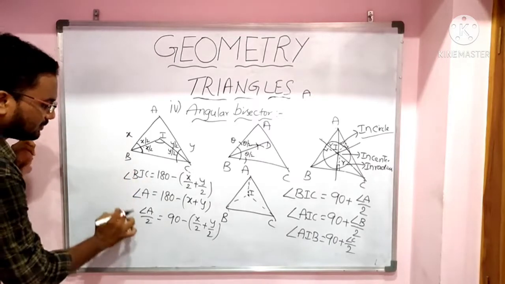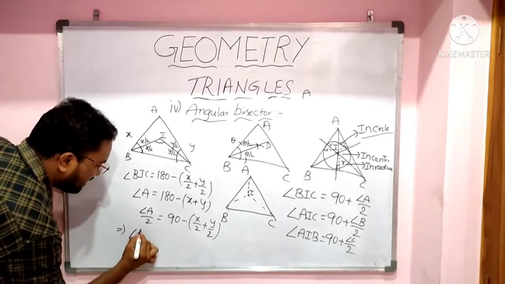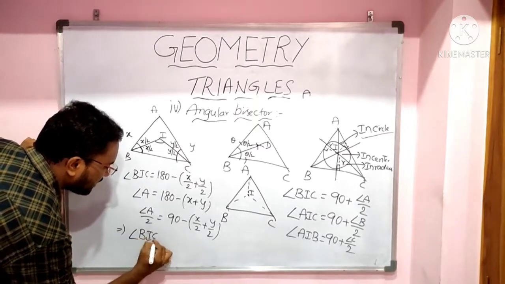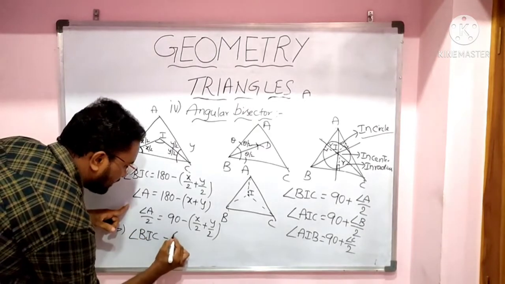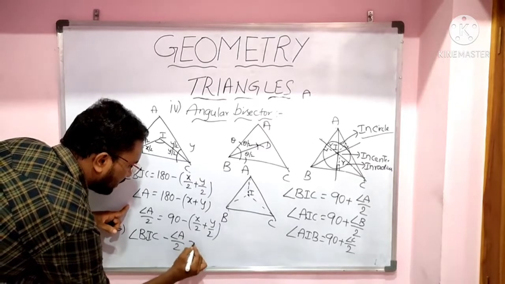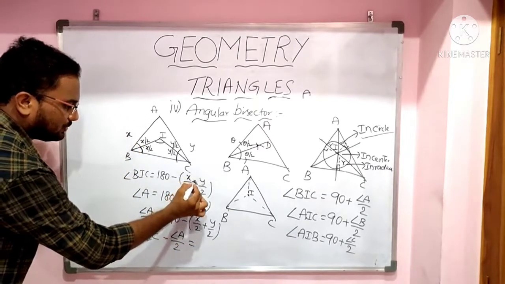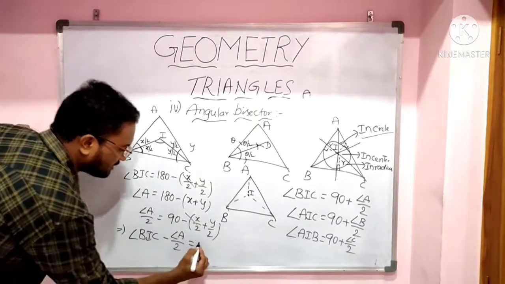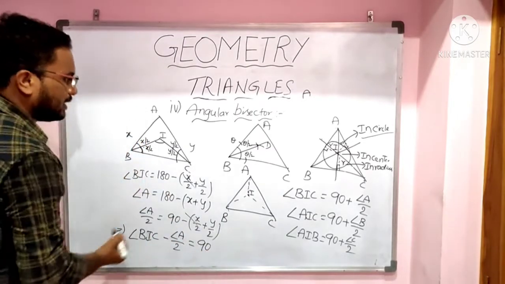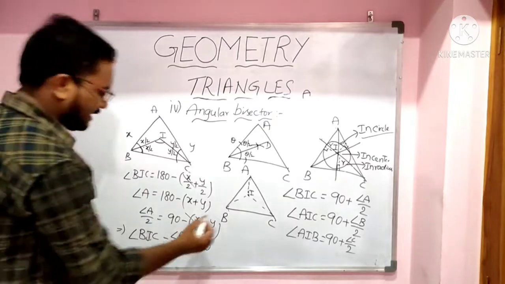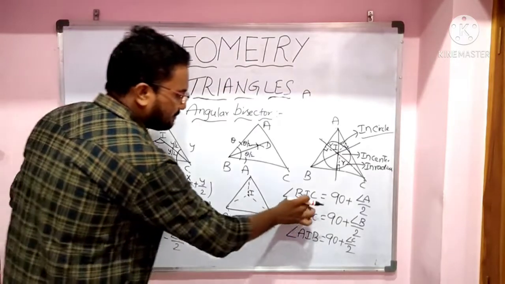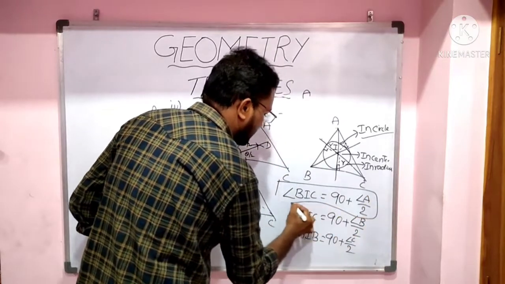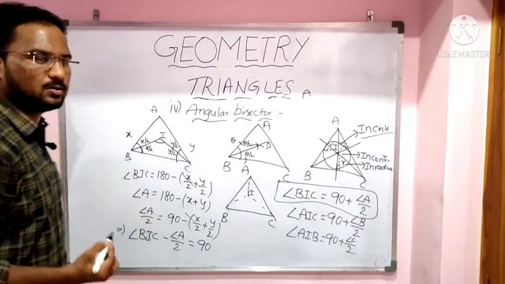If we subtract these two, what do we get? Angle BIC minus angle A by 2 equals 180 minus 90, and the x by 2 plus y by 2 terms cancel. So finally we got angle BIC equal to 90 plus angle A by 2.